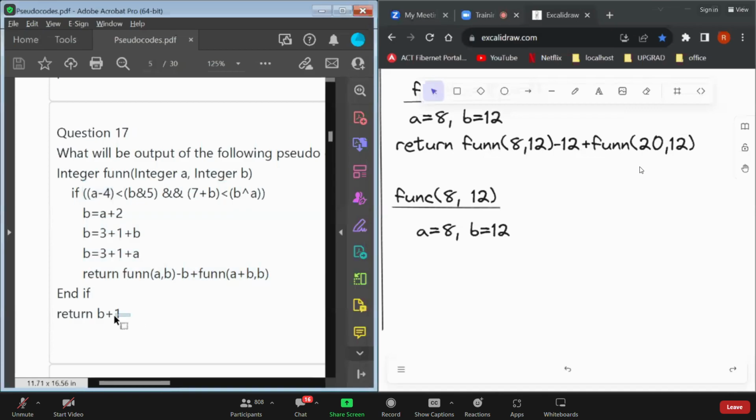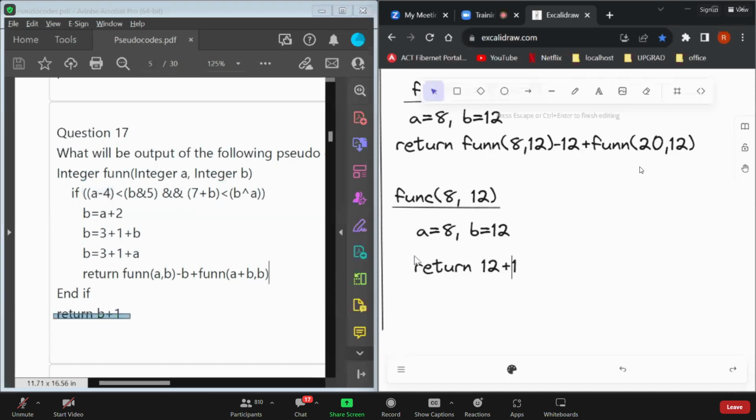In that case, you will not be executing any of this. You will directly go to return b plus 1. What is the value of b? 12. So technically it is return 13. That's it. So we got one of the values. Good. Next, we'll see the value of function of 20, 12.